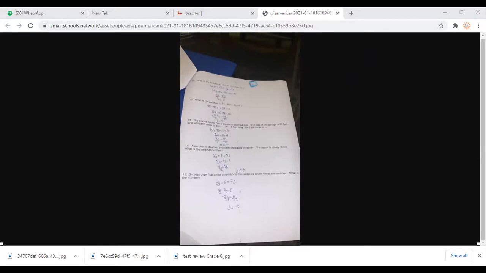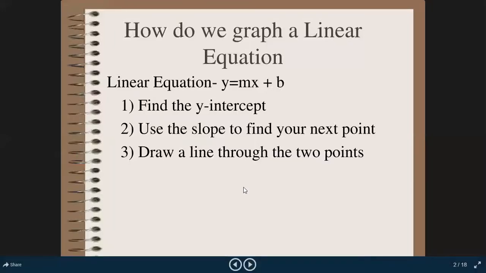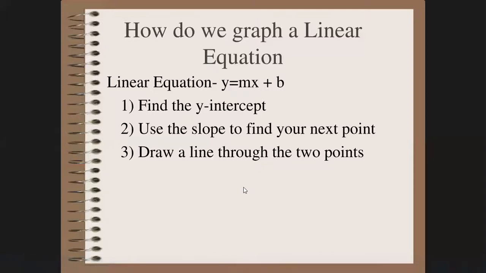Okay, let's continue our lesson today. We will study systems of equations and how we can solve a system of equations in 3 different ways. The first way is by graphing, which is our lesson today. The second way is by substitution. The third way is by elimination.